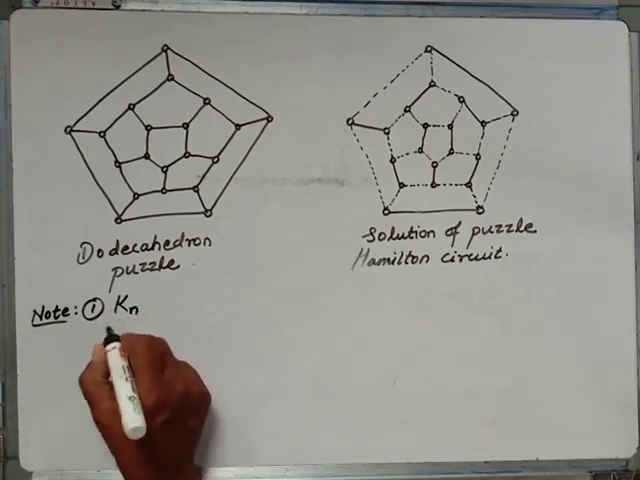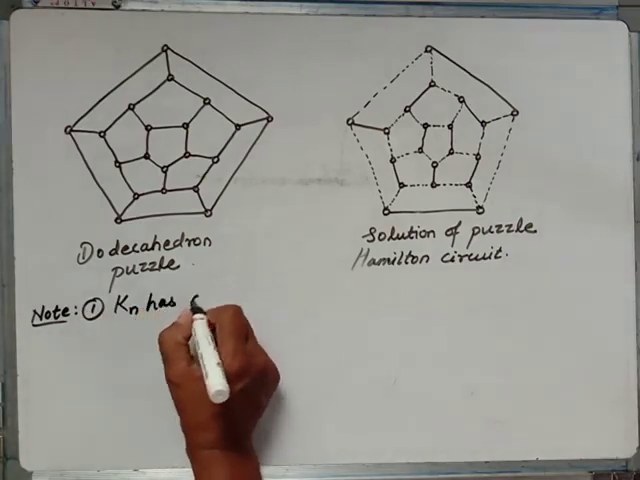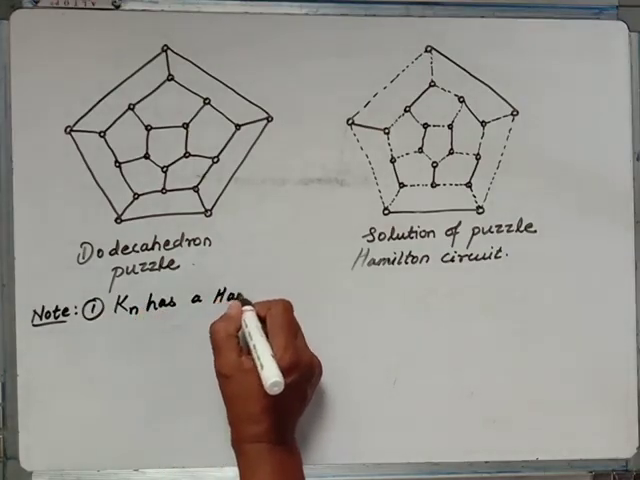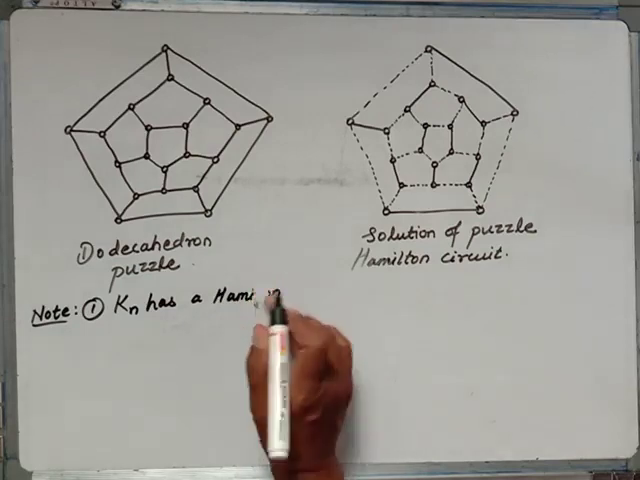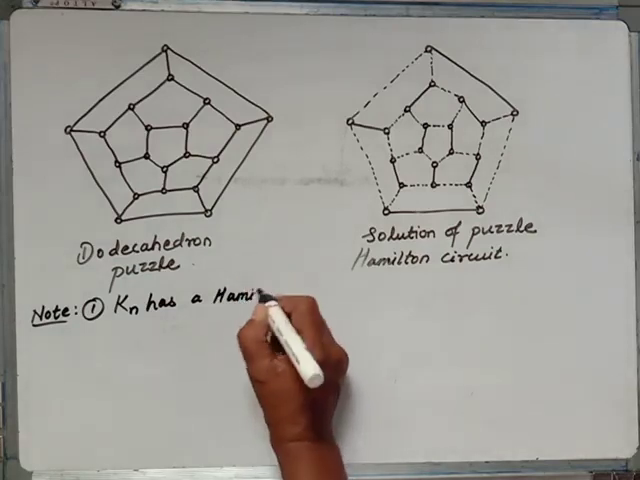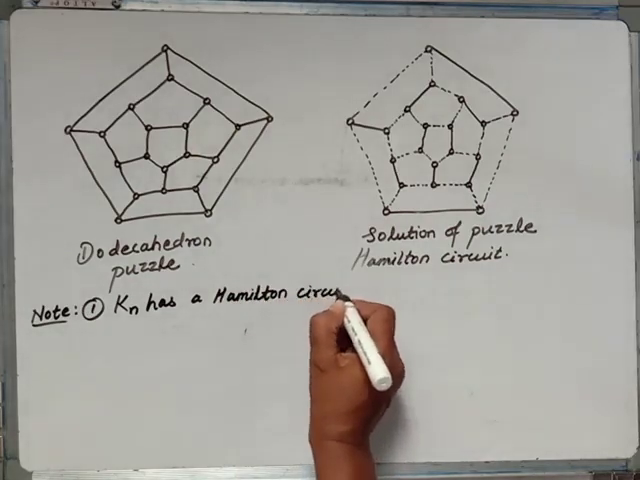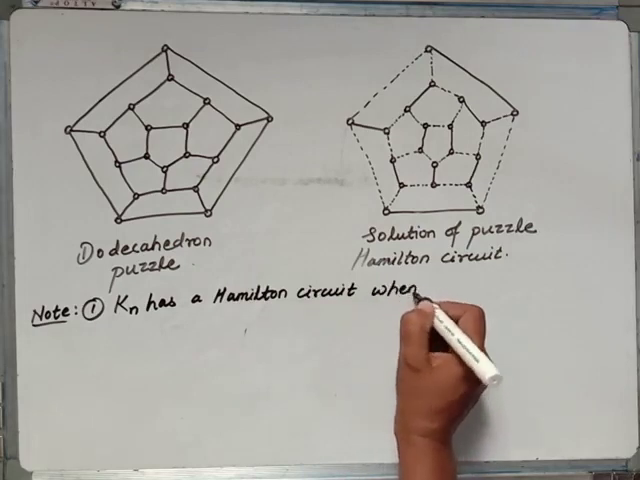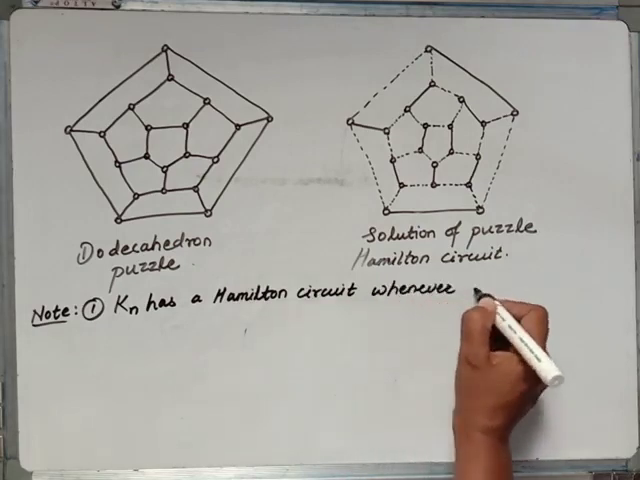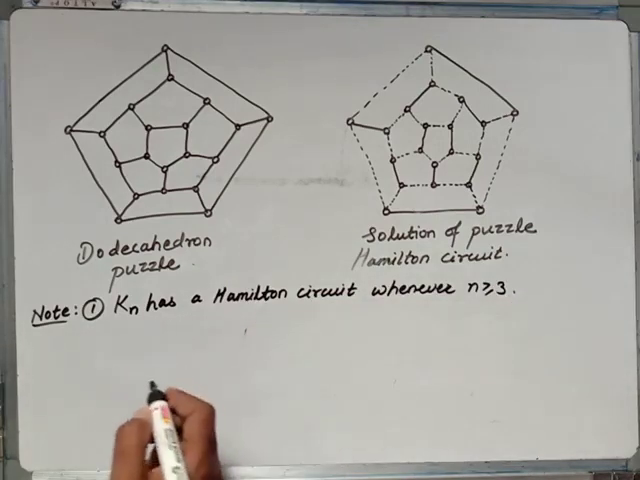Kn, a complete graph with n vertices, right? Has a Hamilton circuit whenever n is greater than or equal to 3 only, right? It should be a circuit.